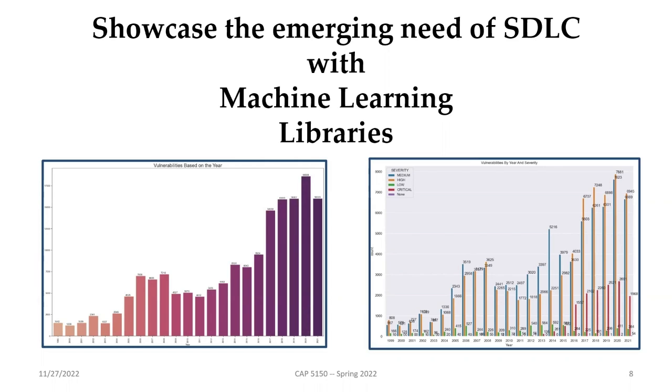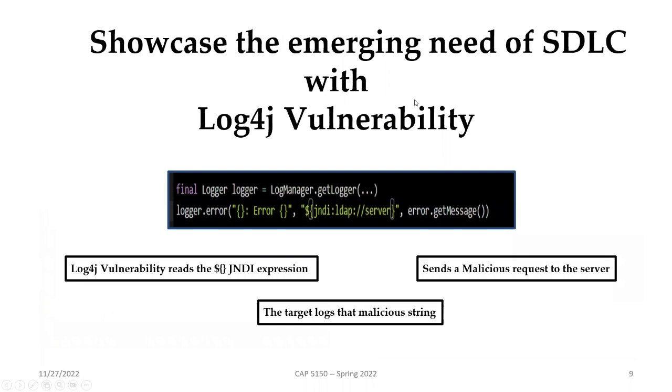And the second one is that we have used the Log4j vulnerability example. Again, the Log4j vulnerability happened all over the world and impacted a lot of organizations that were using this JNDI Java library.